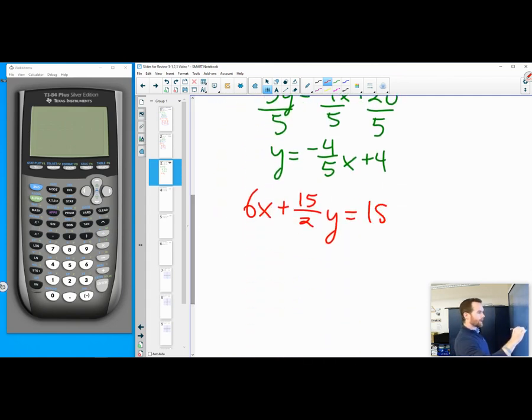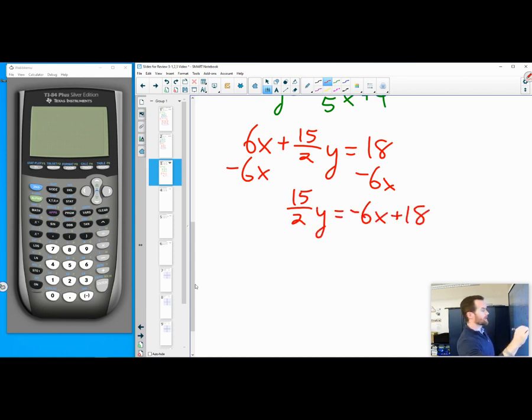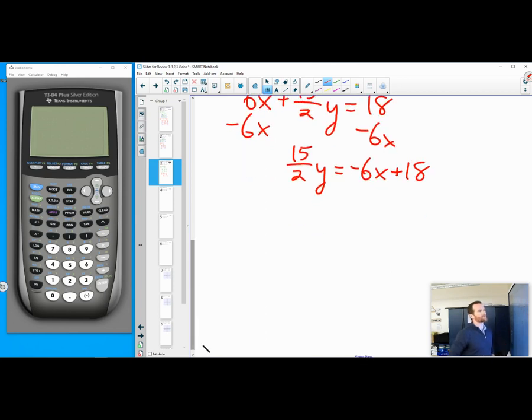Okay, getting y by itself here. So we'll subtract 6x. And we get 15 over 2y equals negative 6x plus 18. Now, we could do this two ways. To get rid of this 15 over 2, we could do it in 2 steps. We could multiply by 2, and then on the next step divide by 15, but I think it's going to be faster to just multiply by the reciprocal, 2 over 15. Essentially, we're doing those 2 steps at the same time. We're multiplying by 2 and then dividing by 15.